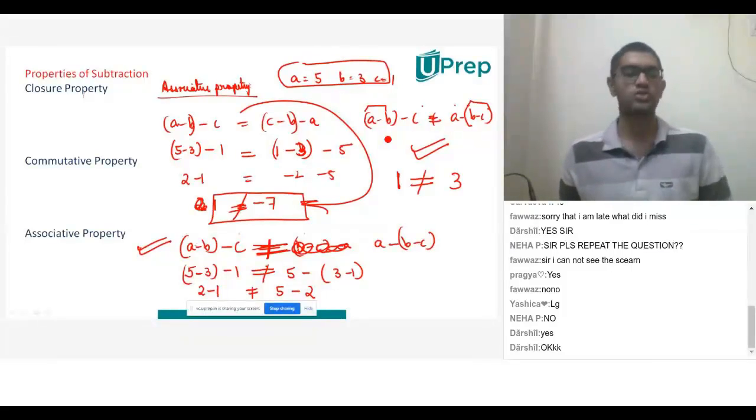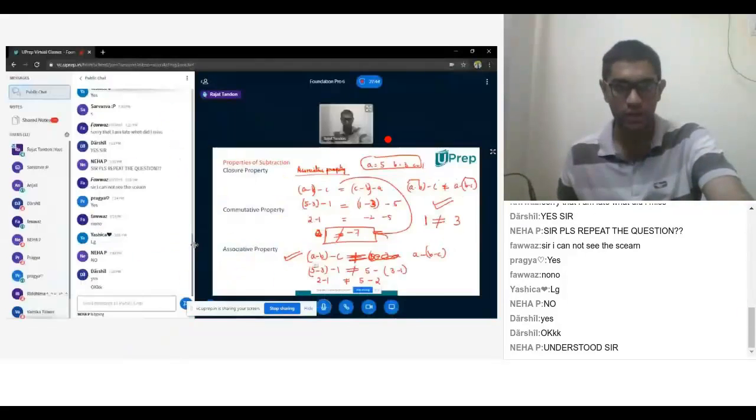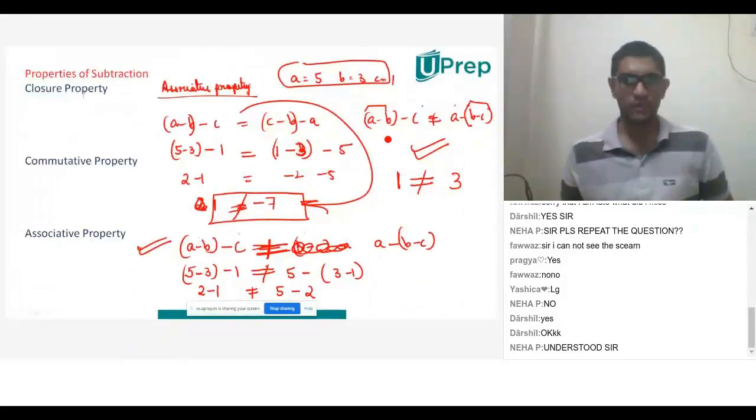Is this clear? Any doubts here? Someone was not clear. I do not know who had doubt. Yeah, okay. I think it was Neha. ठीक है? Are we clear now?